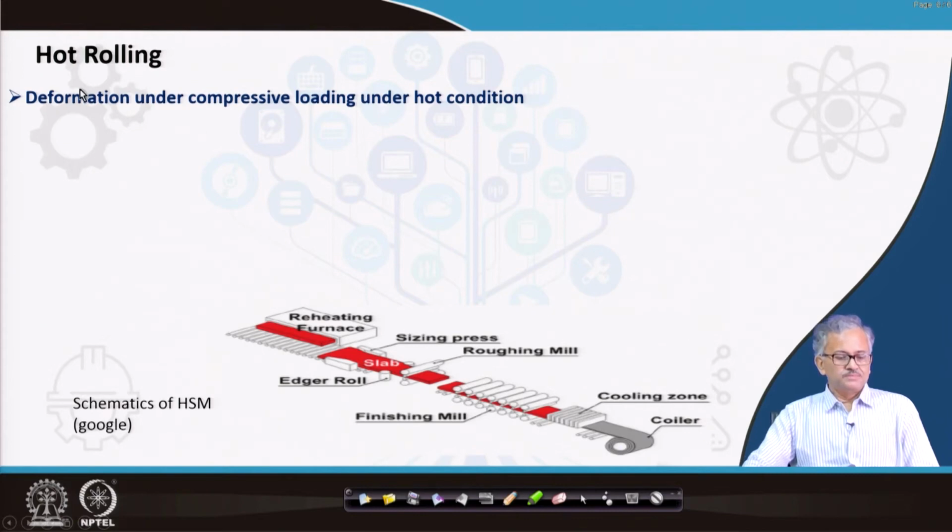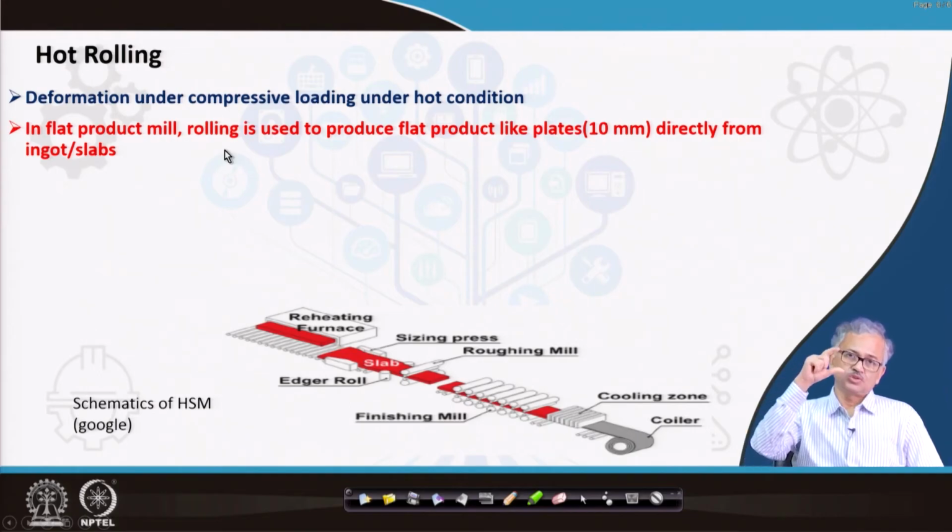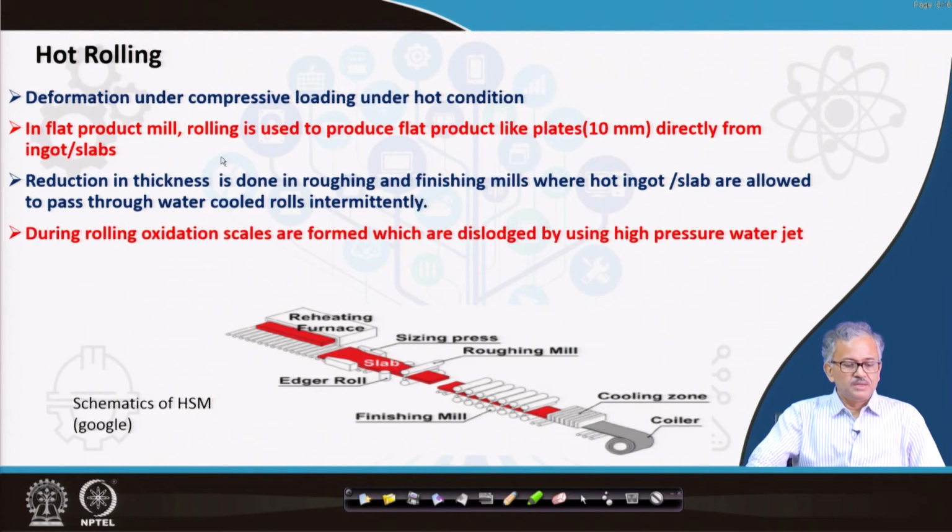Now hot rolling. This is hot rolling, basically deformation under compressive load under hot condition. If you do the deformation under hot condition, that is called hot rolling. In the hot strip mill, you can produce plates of 10 millimeter thickness directly from the ingot and the slabs. Slabs may have a thickness of 150 millimeter, and you can make 10 millimeter plates.